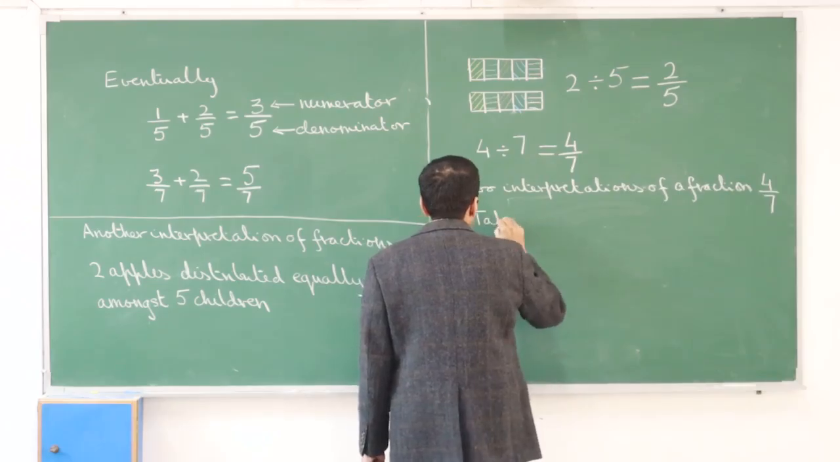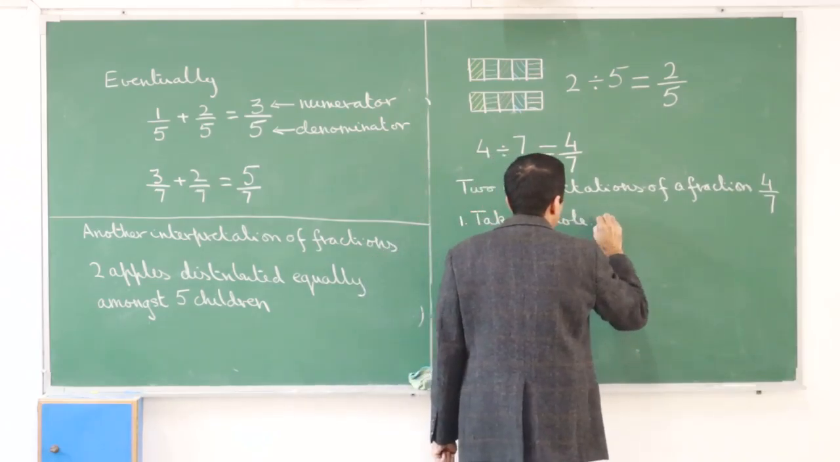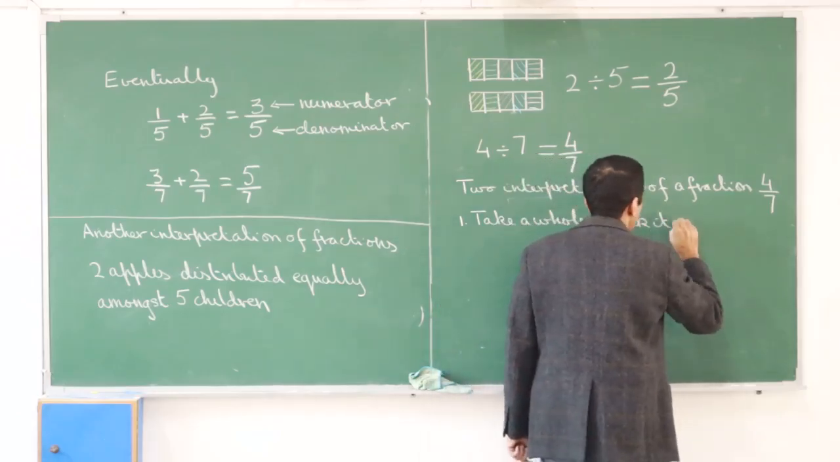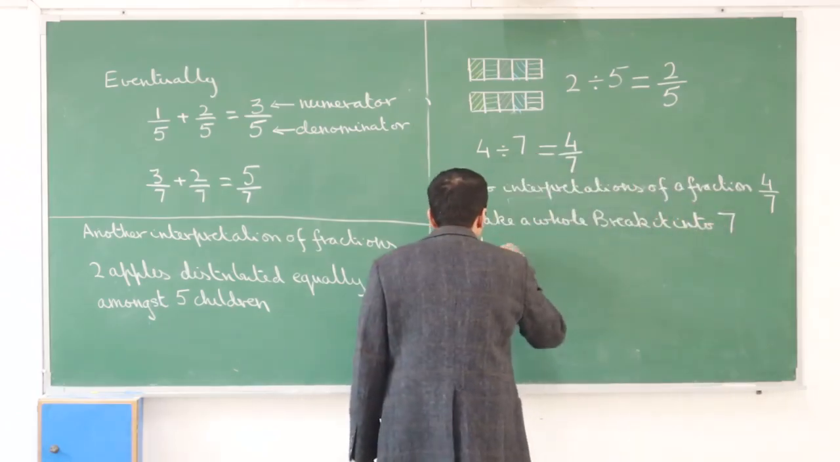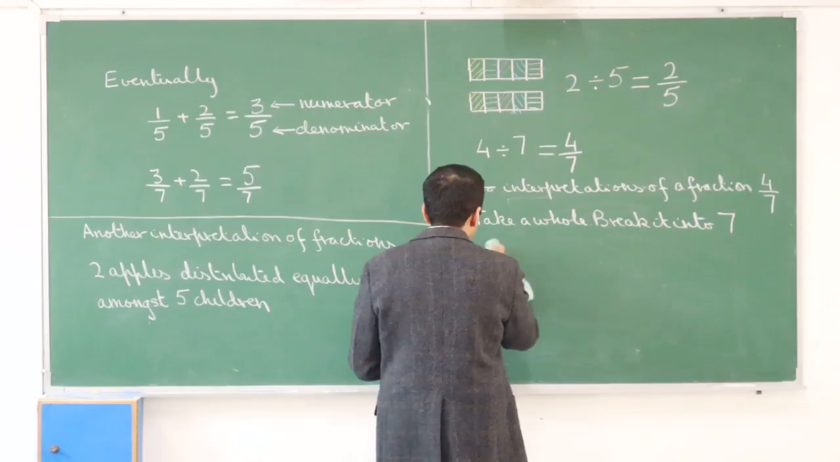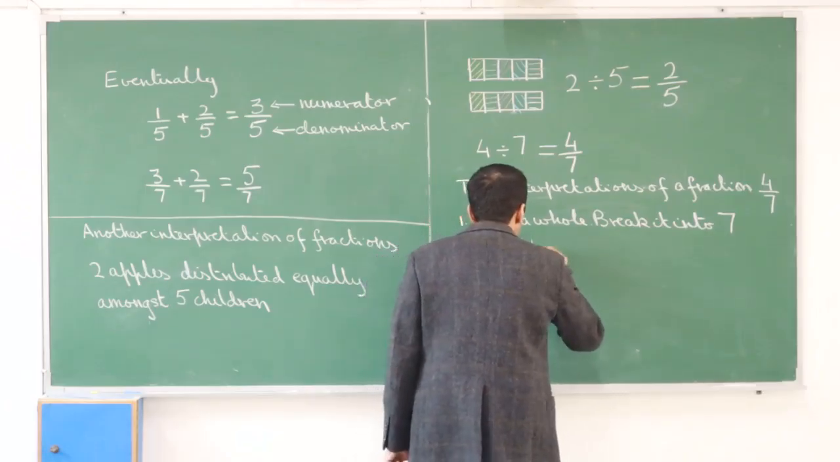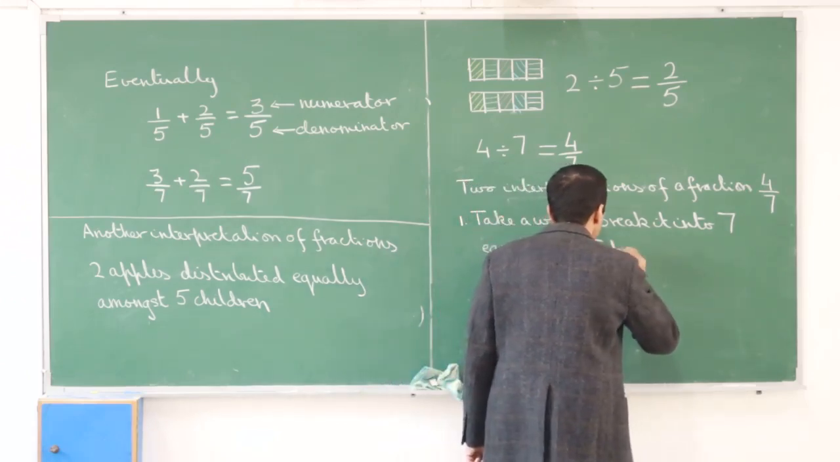take a whole, break it up into 7 equal pieces, and take 4 of them.